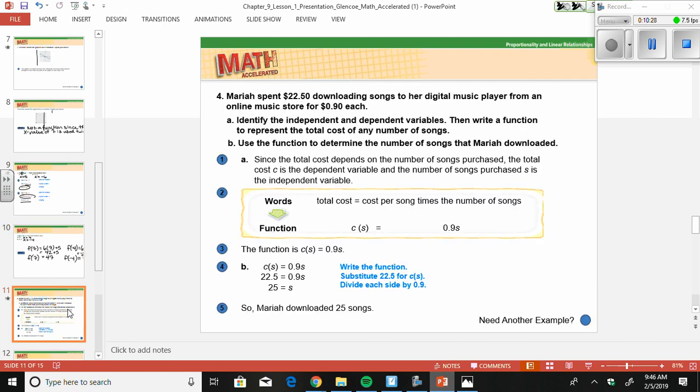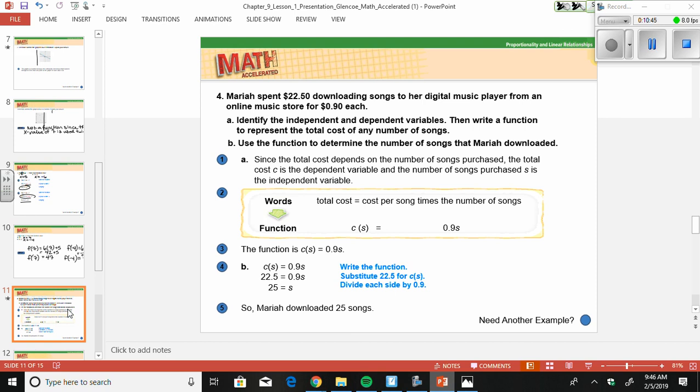Mariah spent $22.50 downloading songs to her digital music player from an online music store for 90 cents each. Identify the independent and dependent variables and write a function to represent the total cost of any number of songs. Use the function to determine the number of songs that Mariah downloaded.